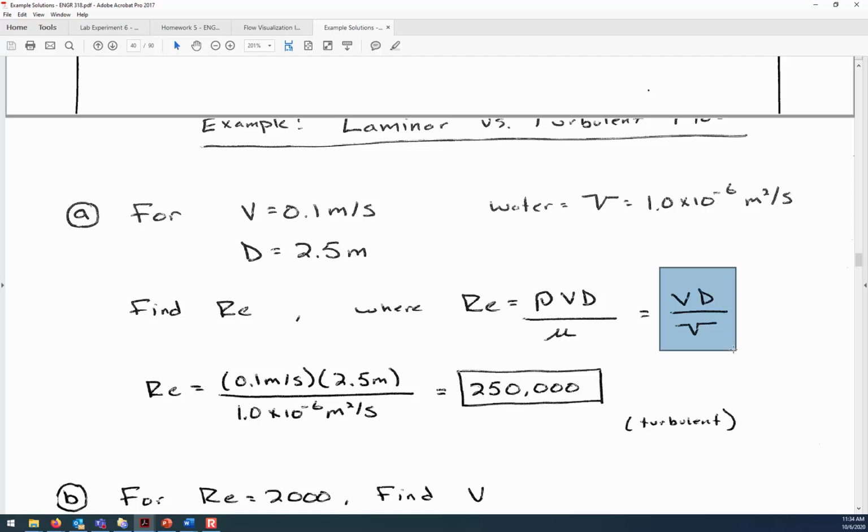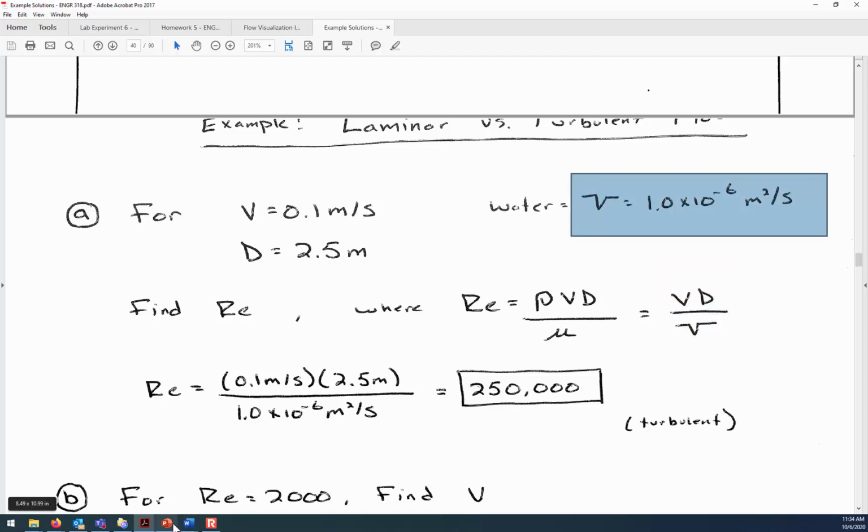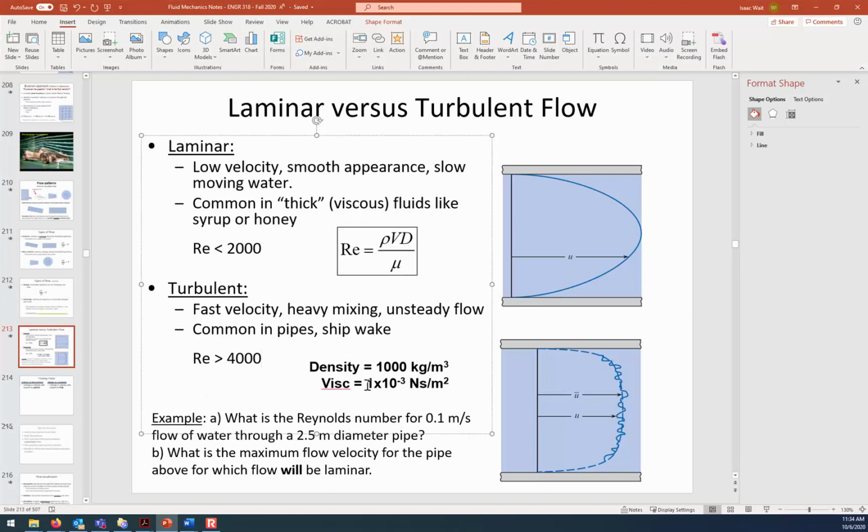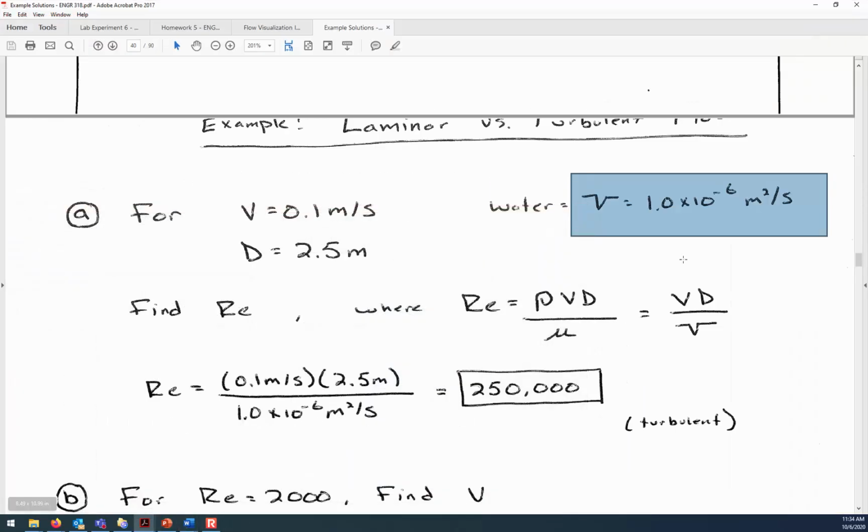So I sometimes just jump straight to the shortcut of Reynolds number is V times D divided by kinematic viscosity. And you can see here I've said the kinematic viscosity is absolute divided by density. And so on the previous slide, if you have 1 times 10 to the minus third divided by 1,000, then it gives you 1 times 10 to the minus sixth. In the end, you'll get the same answer either way. You'll get that the Reynolds number is 250,000. Any questions about that first part?